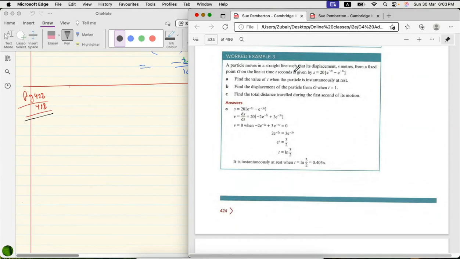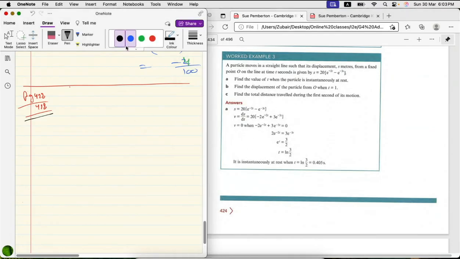A particle moves in a straight line such that its displacement s meters from a fixed point O on the line at time t seconds is given by this. So, working on example 3, the equation of displacement is given: s equals 20 e raised to power minus 2t minus e raised to power minus 3t. Find the value of t when the particle is instantaneously at rest.